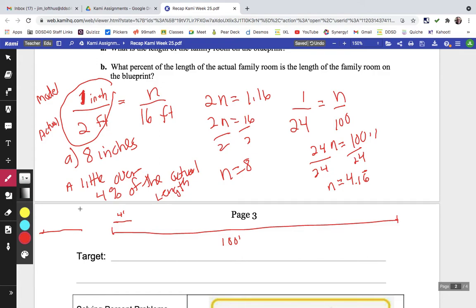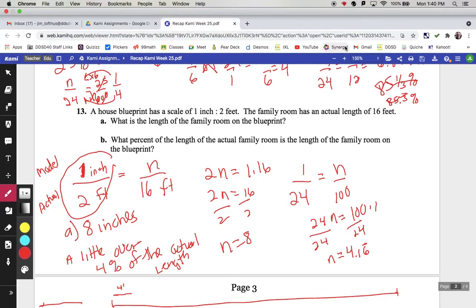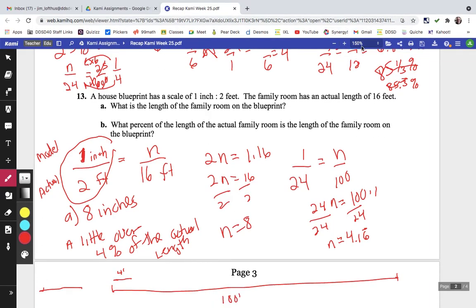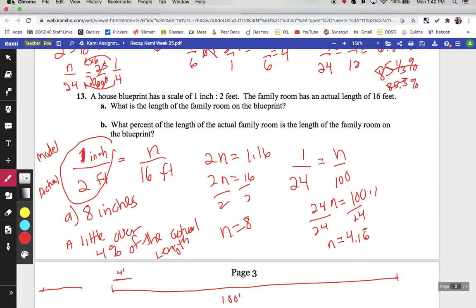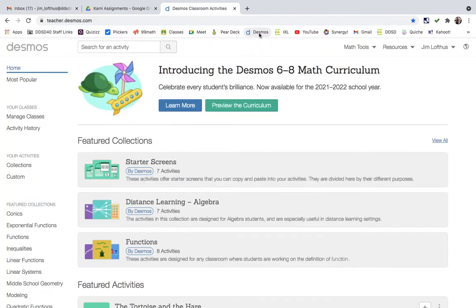Okay, so you know what, I'm going to go to Desmos also. So we're going to go to Desmos and take a look at that, since we worked on that a little bit today.